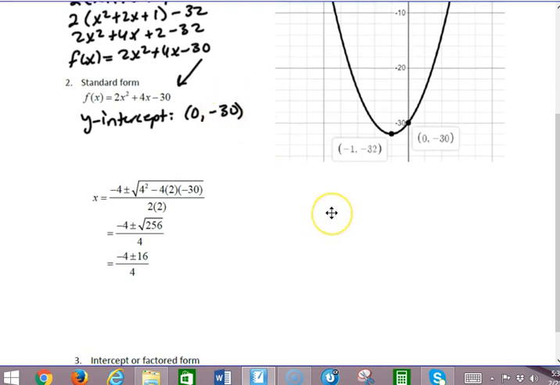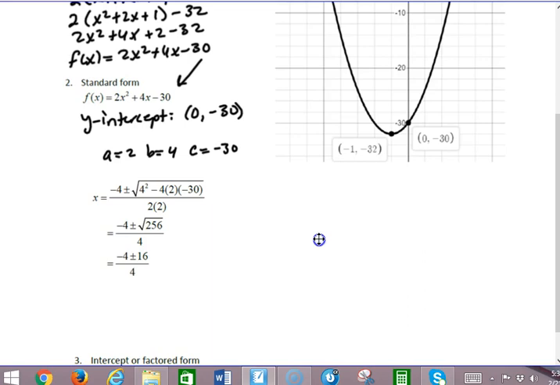Also, the standard form is very useful for using the quadratic formula to solve and find the solutions. So I went ahead and put the values into the quadratic formula, where a is 2, b is 4, and c is -30. And I did some of the simplifying here because I wanted to point out that you always have something plus or minus something, and I wanted to show you what that tells you on the graph.